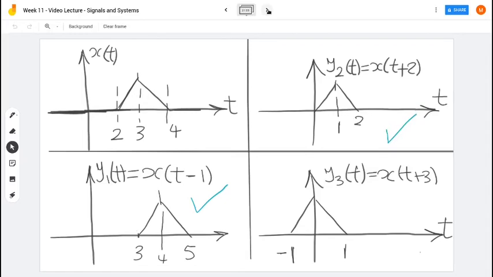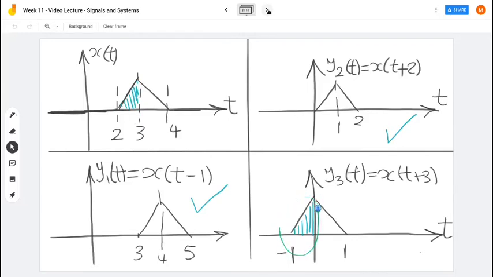Let's consider the third situation, y3 of t, which is x of t plus 3, shifting to the left by 3. Now we have a non-zero part of the signal, which was happening from 2 up to 3 over here. This non-zero part is now shifted before 0. And this will cause a problem because computing the unilateral Laplace transform over here, starting the integration from 0 up to infinity, this part of the signal is not included in the integration. We had a non-zero part of the signal which was happening for t larger than 0, now shifting to t less than 0.